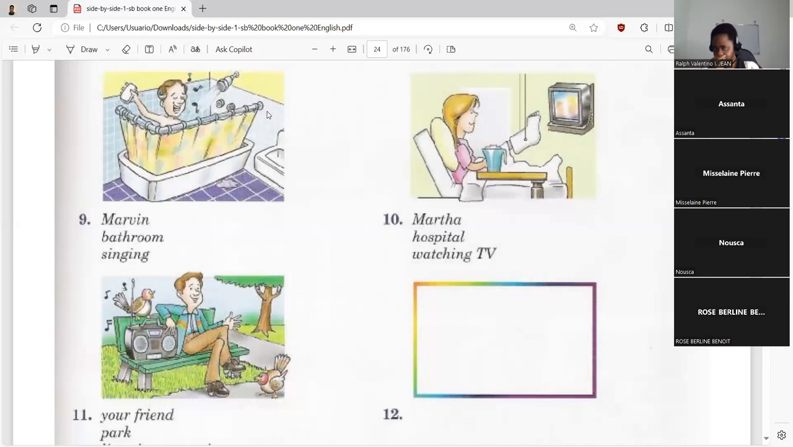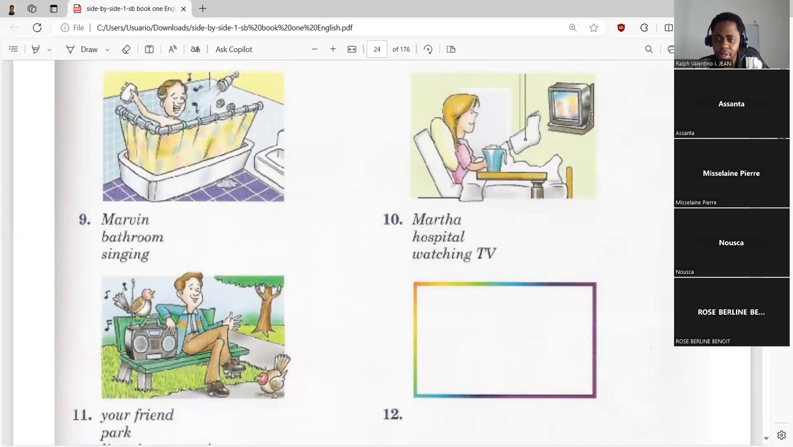Where is Berlin? Okay. Where is Matt? Very good. She's in the hospital. What is she doing? She's watching TV. Very good. Just say, she is watching TV. Very good.